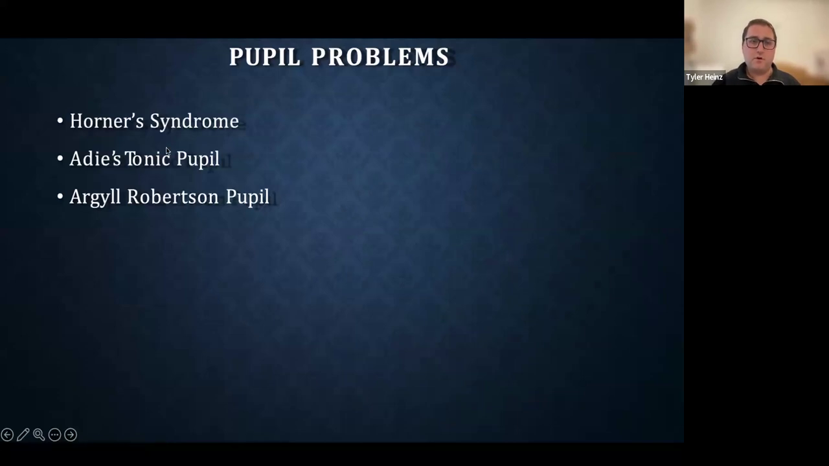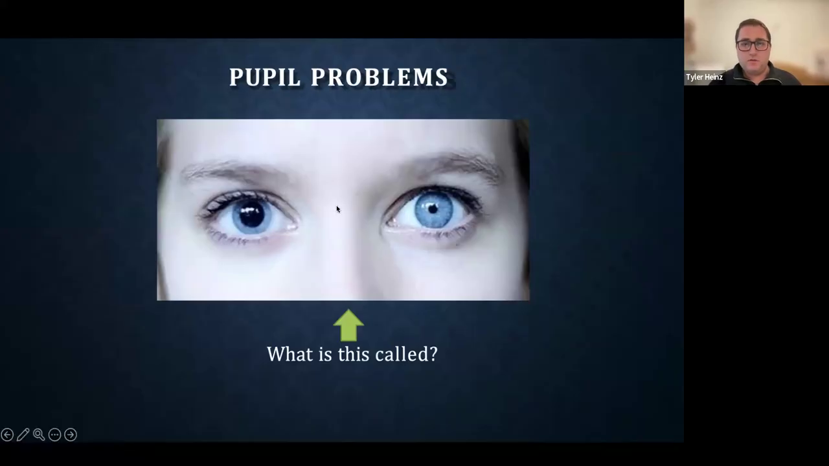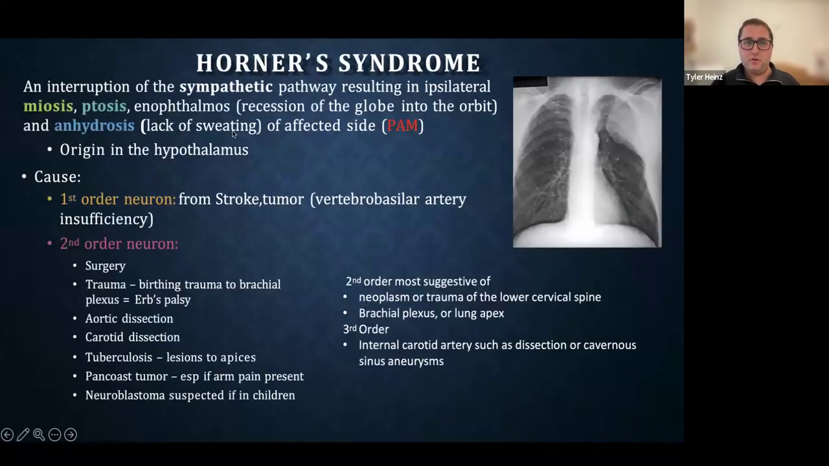So pupil problems, Horner's, and Argyll Robertson. So does anyone know what this is called? Sorry, you don't have to mute. This is called anisocoria. Good. These two people did answer me. Thank you, Noel and Anne. So anisocoria in the two pupils.